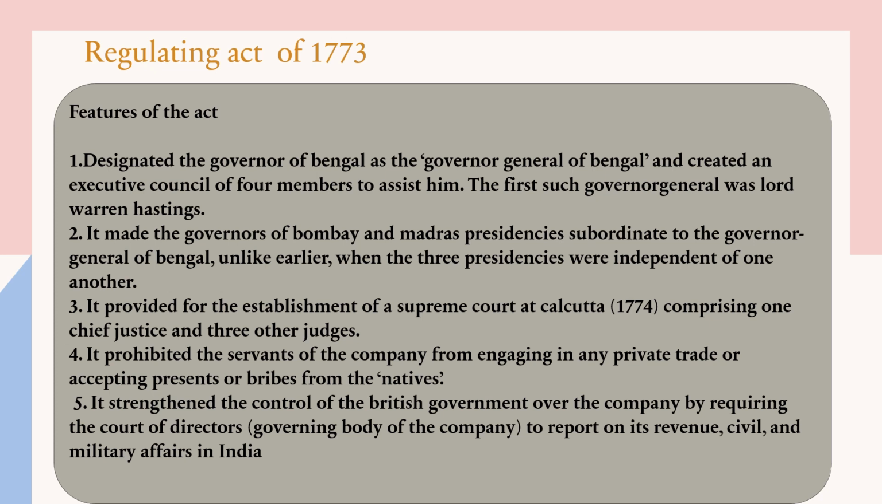This act provided for the establishment of a Supreme Court at Calcutta, comprising one Chief Justice and three other judges. It prohibited the servants of the company from engaging in private trade or accepting presents from the natives. And it strengthened the control of the British government over the company by requiring the Court of Directors to report on its revenue, civil, and military affairs in India.